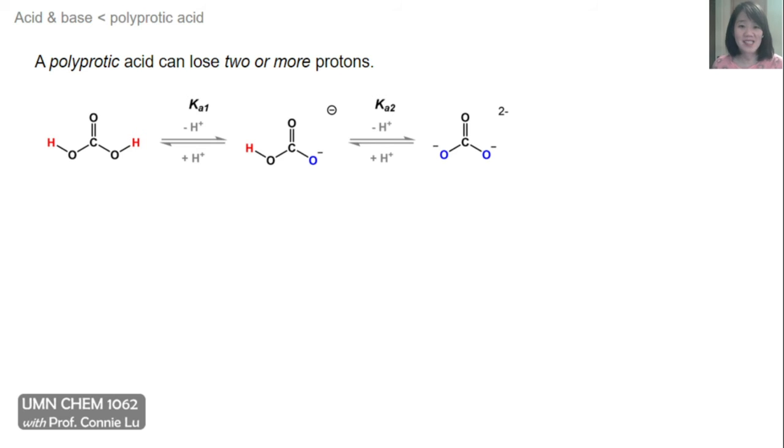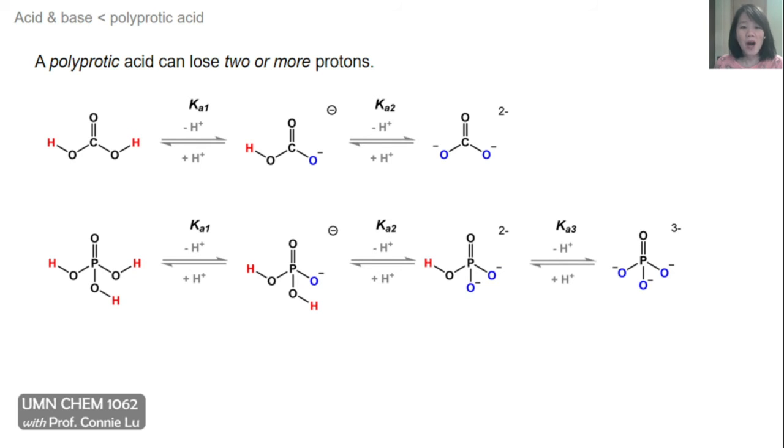And the way that works is it's a step process where in the first equilibrium, referred to as Ka1, you can lose one of the protons to generate the conjugate base that has a minus one charge. Then in a second equilibrium, referred to as Ka2, you can lose that second proton to generate carbonate. Carbonic acid is a diprotic acid because it's got two acidic protons.